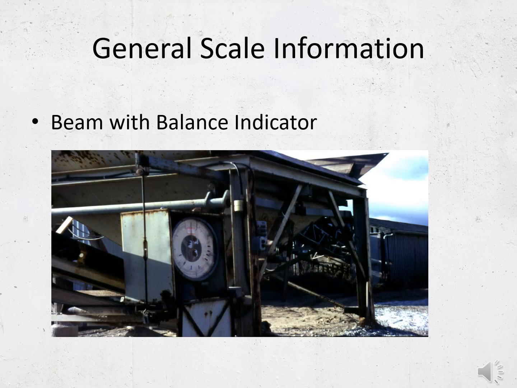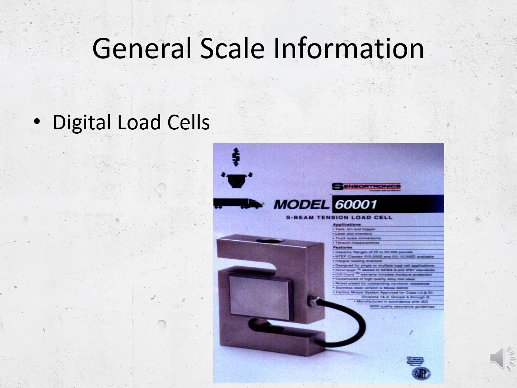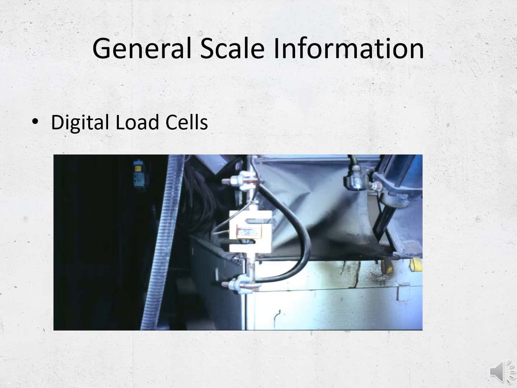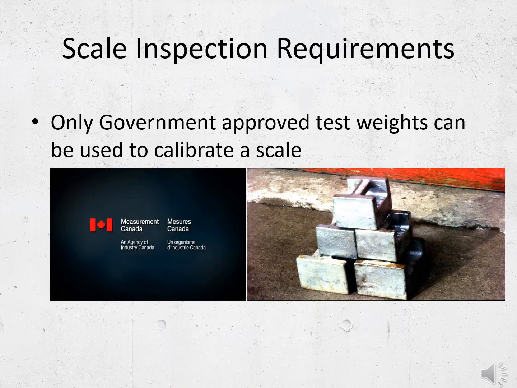Scale systems, particularly in older concrete batch plants, are often comprised of beam and balance, with dial scale or digital indicators, or load cells, such as this S-beam tension load cell, which would be more commonly found in modern facilities, with the weigh hopper suspended from a beam system of sorts. Only government-approved test weights may be used to calibrate a scale, and the serial number of each weight used must be recorded on the technician's field report, which should accompany the ARMCA scale check data form.